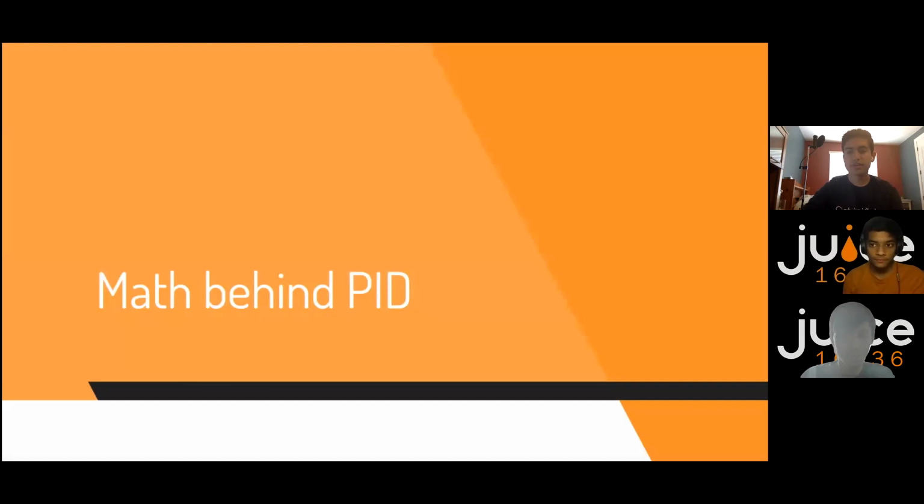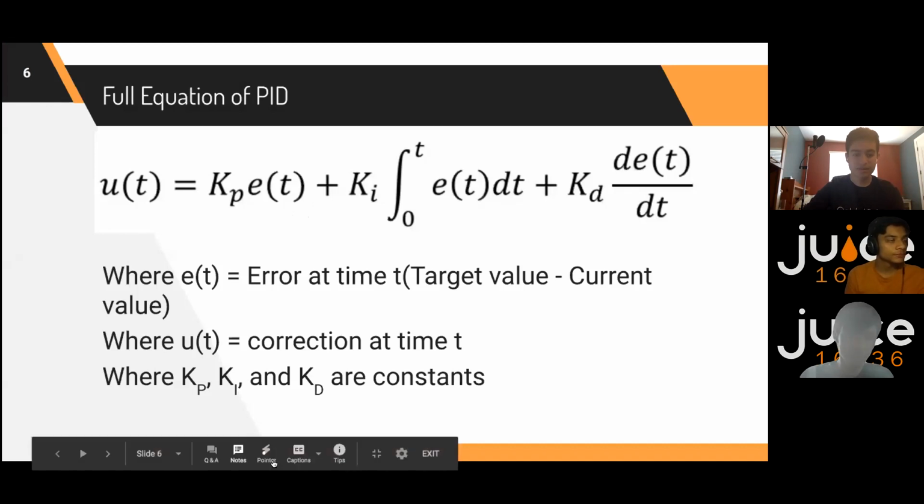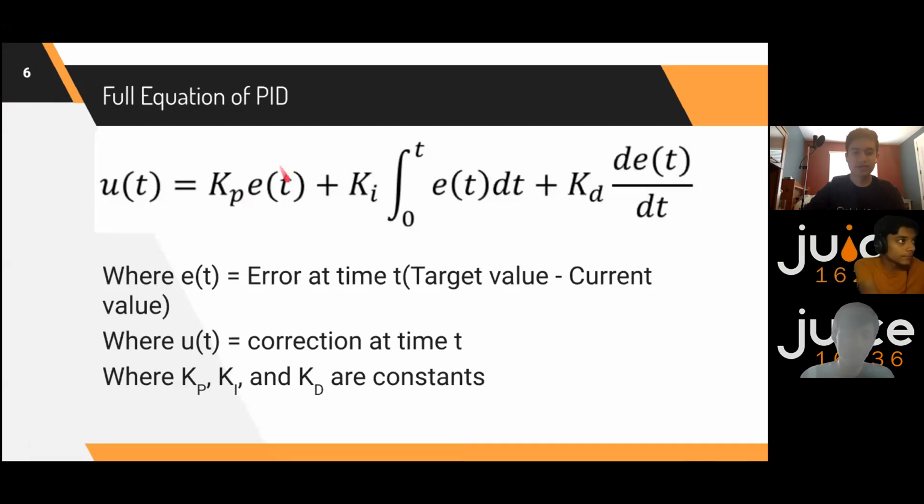So the next section of this will be the math behind PID. This complicated looking equation is the full equation of PID in its mathematical terminology. I don't want you guys to get scared by this equation if you don't know calculus, but I just want to define a couple things. This variable e(t) means the error at time t. u(t) is the correction at time t. And Kp, Ki, and Kd are all just constants, which are applied to each part of the PID equation.